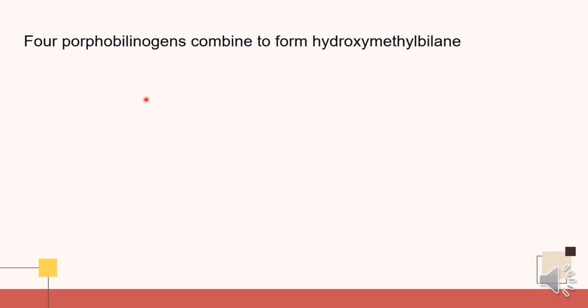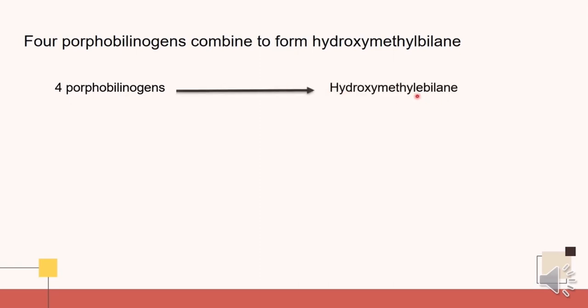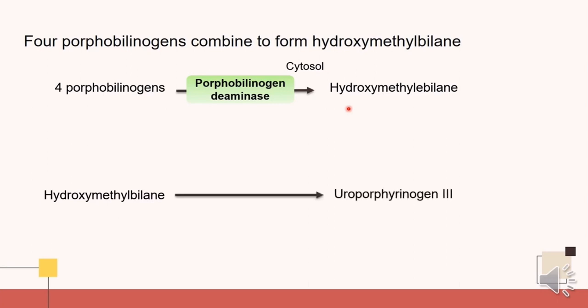From there, four porphobilinogens combine to form hydroxymethylbilane. Four porphobilinogens will produce hydroxymethylbilane with the help of the enzyme called porphobilinogen deaminase. And this reaction also occurs in the cytosol. Hydroxymethylbilane will be converted to uroporphyrinogen III. This is catalyzed by the enzyme uroporphyrinogen III synthase. This also occurs in the cytosol.